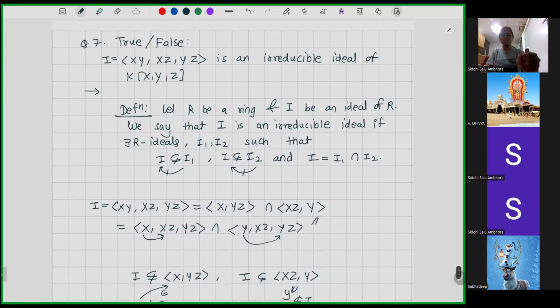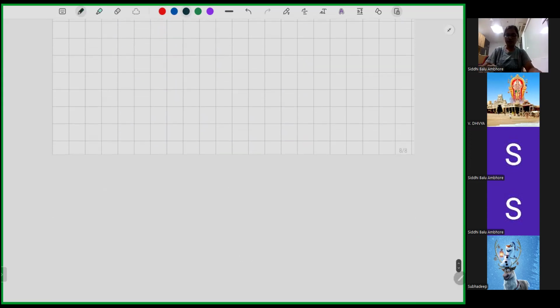So this is indeed an irreducible ideal. So this is true that it is, oh sorry, it is false. This ideal can be reduced, and this is not an irreducible ideal. Let me write it: not irreducible ideal. And we gave the required expression and how it is reduced and so on.